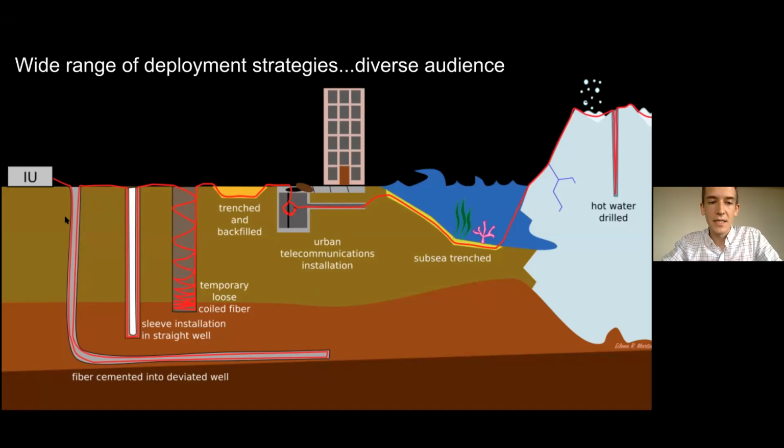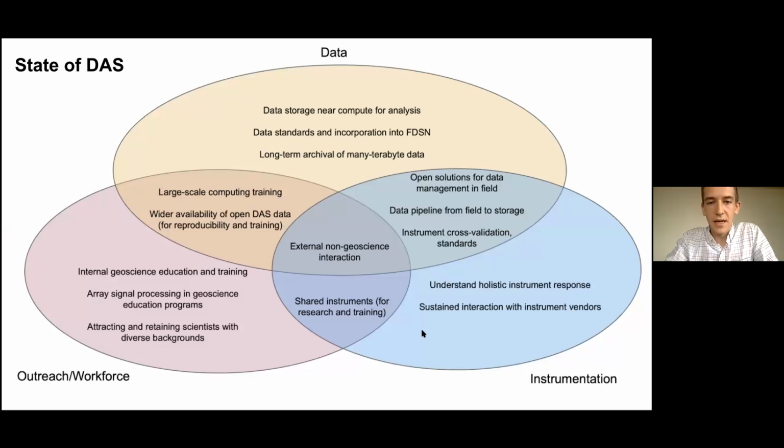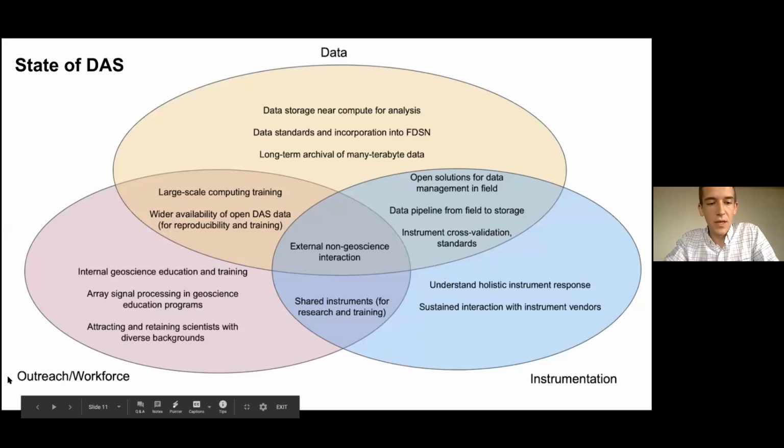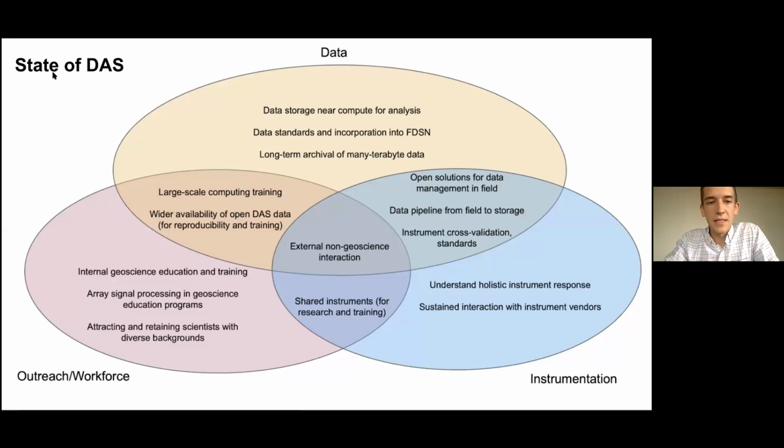So DAS is this incredibly flexible tool that works in an exploration geophysics context. But because we're able to use telecom arrays too, we can go into very interesting areas like glaciers and offshore. And so what that means is that we have a large community. So when we think about issues today, this is a Venn diagram of sorts of the state of the DAS community that Eileen Martin put together.